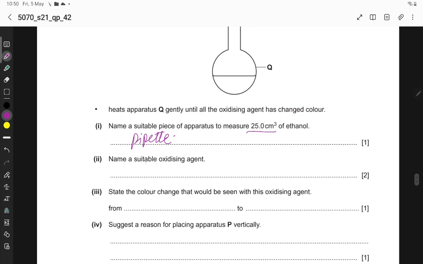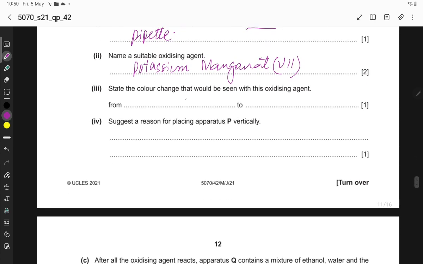Name a suitable oxidizing agent. Potassium manganate(VII). State the color change that would be seen with this oxidizing agent: from purple to colorless.